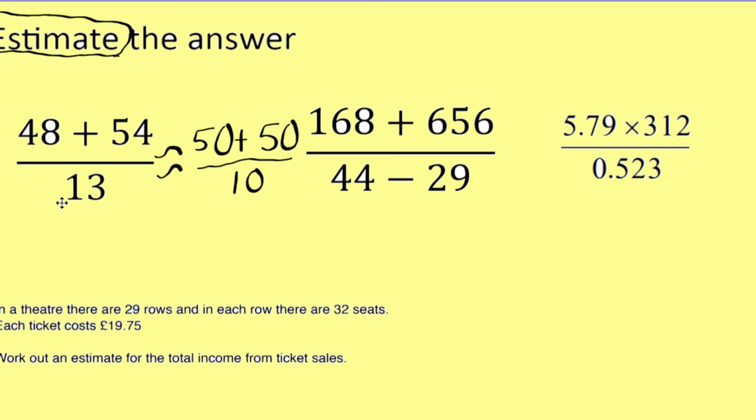Now I'm just going to calculate this. 50 plus 50 is 100. 100 divided by 10, take 0 off each one. 10 divided by 1 is 10.